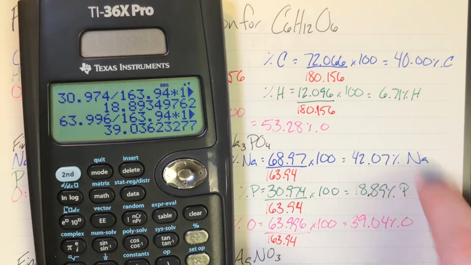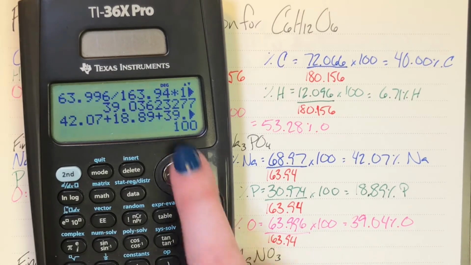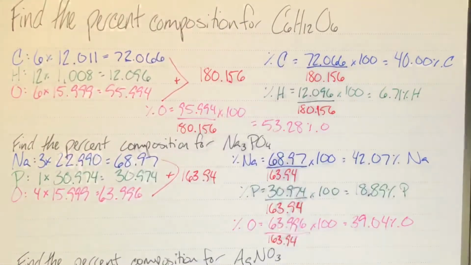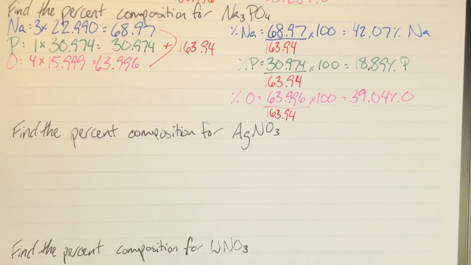Just as a check, I'm going to add these together, make sure I'm at least close to 100. Perfect. So my rounding to the second decimal didn't mess me up here. So we are good to go. On to the next question.